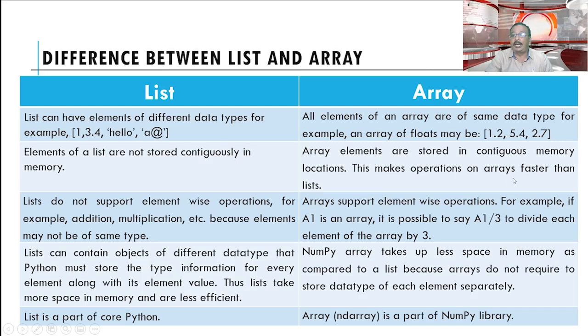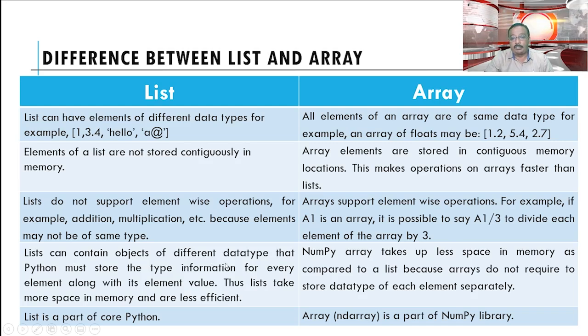So this makes the array faster than list. That's a reason for using array. It is going to be faster than list. Lists do not support element-wise operations, for example, addition, multiplication, etc., because it is of different data type. Array supports element-wise operations like you can multiply an array's elements by a single value, or you can divide the elements of an array, and so on. Arithmetic operations with respect to elements of an array can be performed.